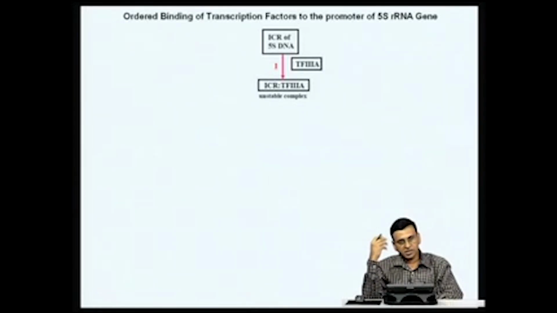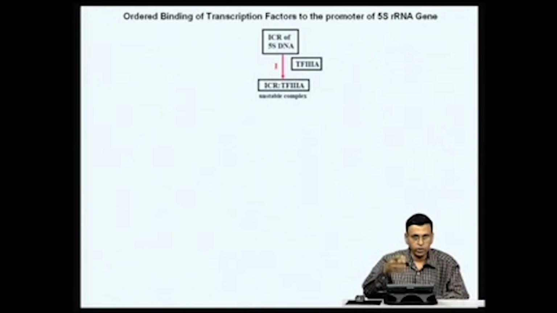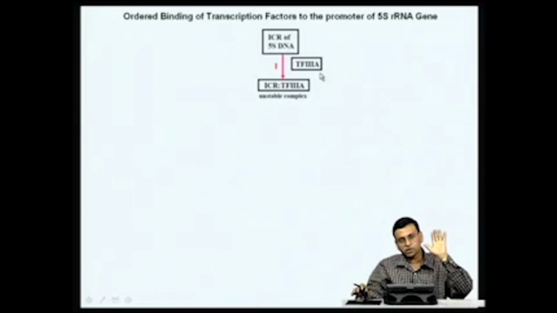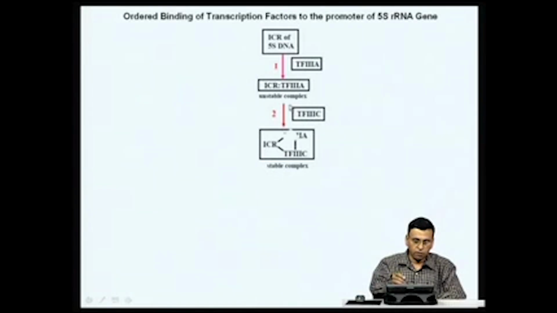Again, as we saw in Polymerase II transcription, where TF2D and TF2A come and occupy first, and then the RNA polymerase is brought in and other factors join and the pre-initiation complex is formed, in the same way, ordered sequential binding of transcription factors to the 5S RNA gene results in the formation of a pre-initiation complex. In the case of Pol III promoters, the internal control region of the 5S RNA gene is first bound by TF3A. So, TF3A is the first transcription factor to bind to the internal control region, but this results in the formation of a very unstable internal control region-TF3A complex.